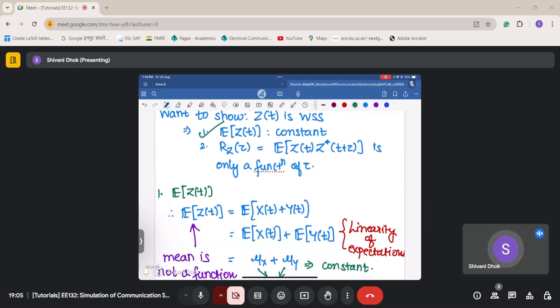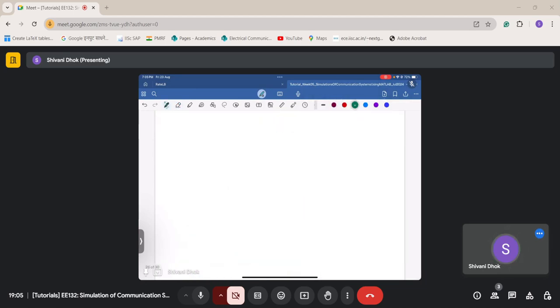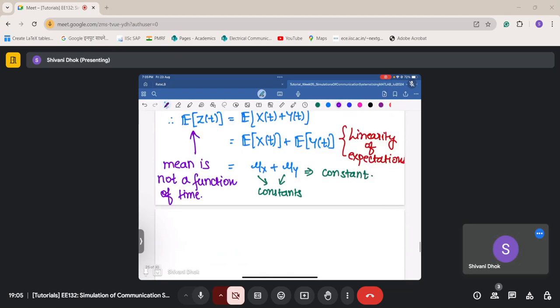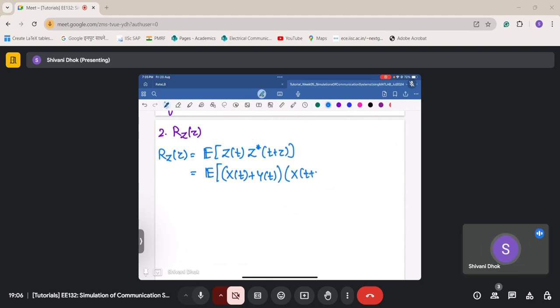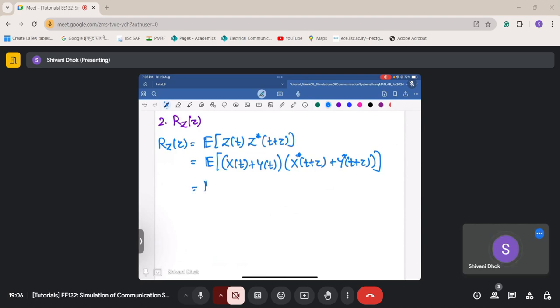The second thing we need to check is your autocorrelation function. So let me quickly add a page. The next thing that we need to check is Rz of tau. So your Rz of tau is expectation of z t into z conjugate of t plus tau. This is equal to expectation of, your z t is simply x t plus y t, and in a similar way we can write this as x of t plus tau conjugate plus y of t plus tau conjugate. And now we can multiply and get the terms that we want.